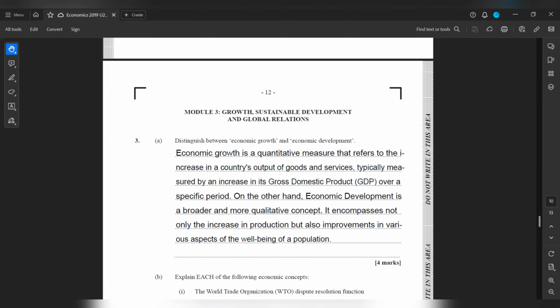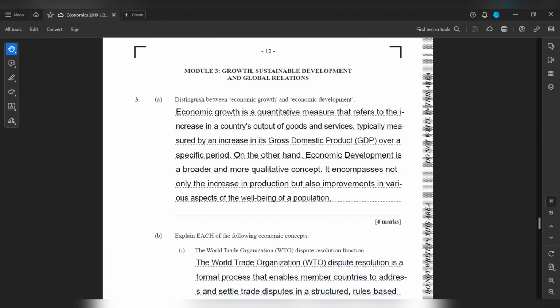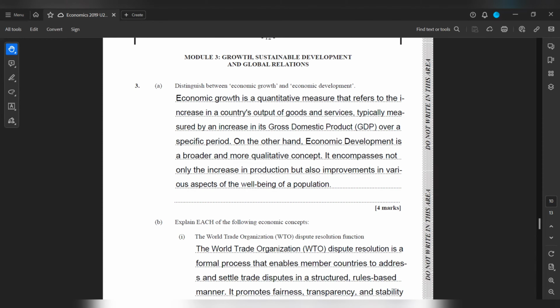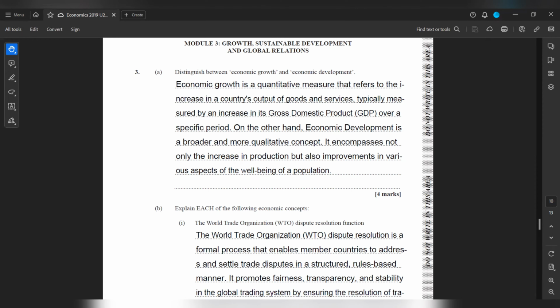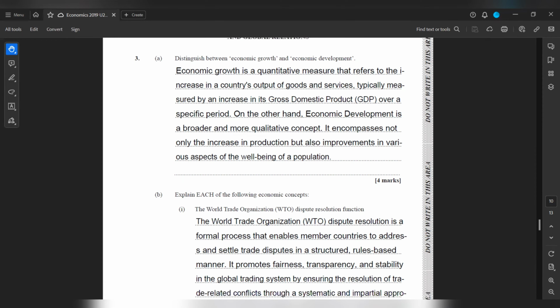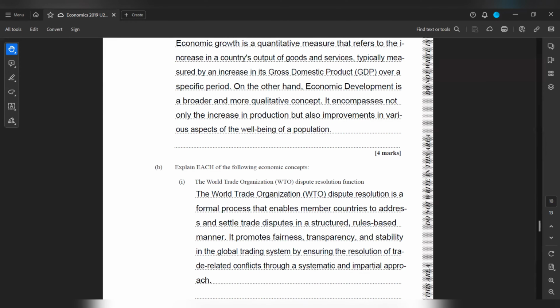Part B, explain each of the following economic concepts: the World Trade Organization, WTO, dispute resolution function. The World Trade Organization dispute resolution is a formal process that enables member countries to address and settle trade disputes in a structured, rules-based manner. It promotes fairness, transparency, and stability in the global trading system by ensuring the resolution of trade-related conflicts through a systematic and impartial process or approach.